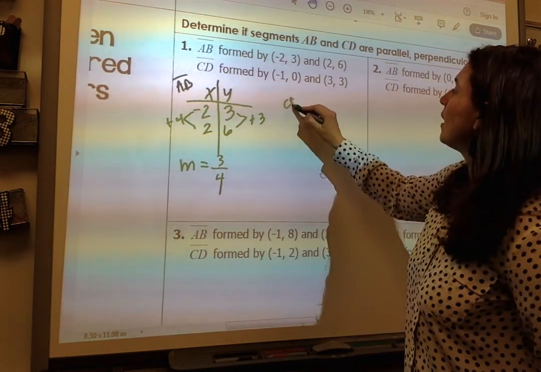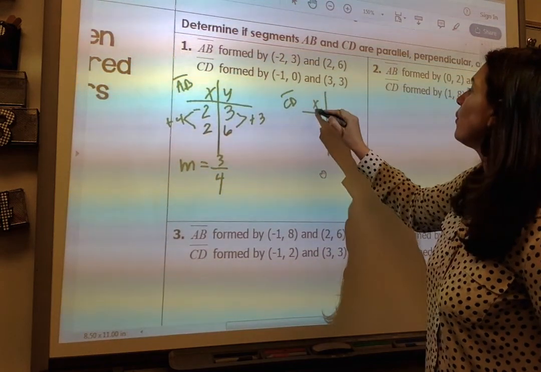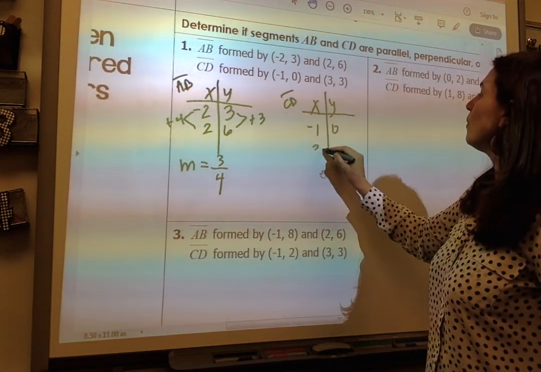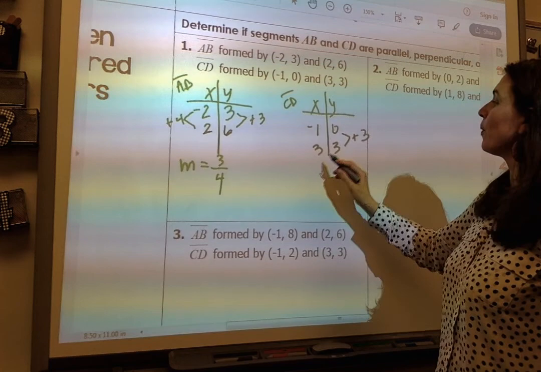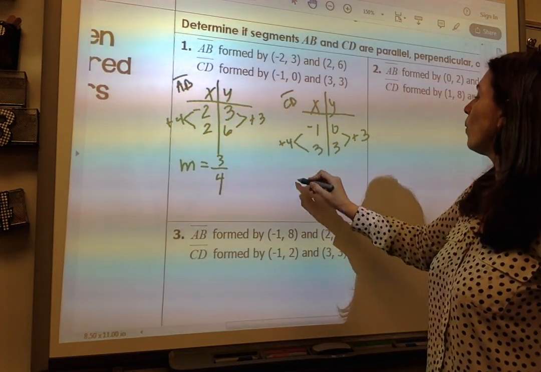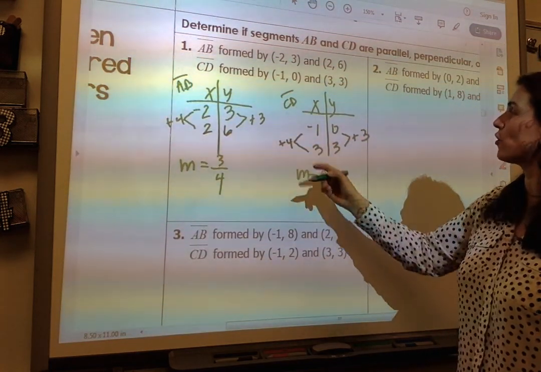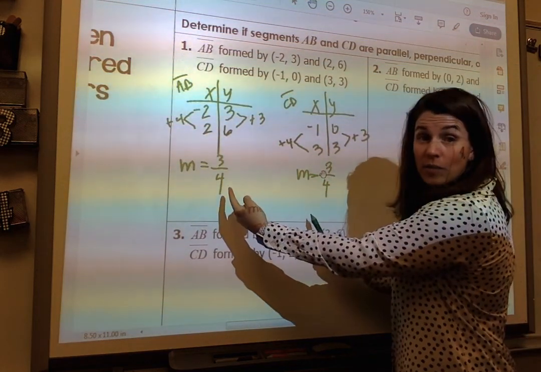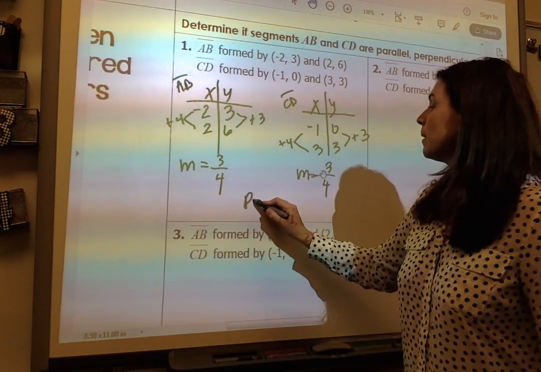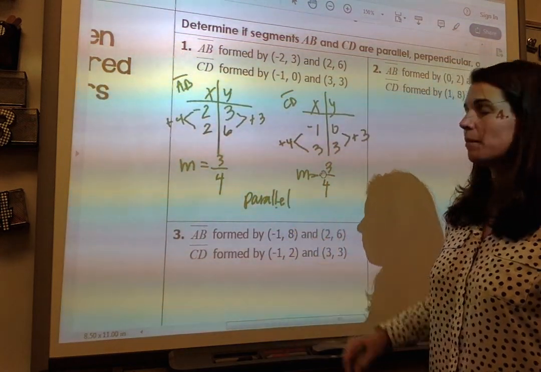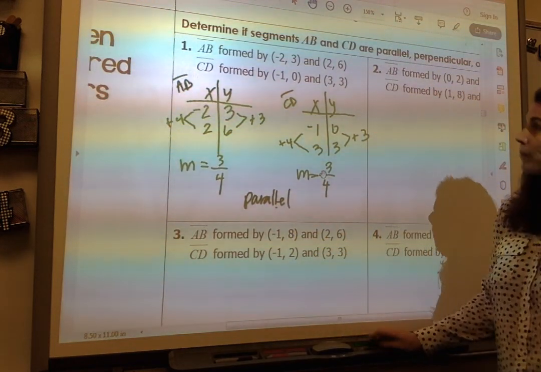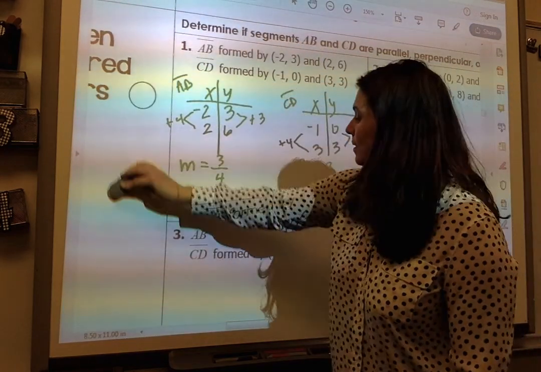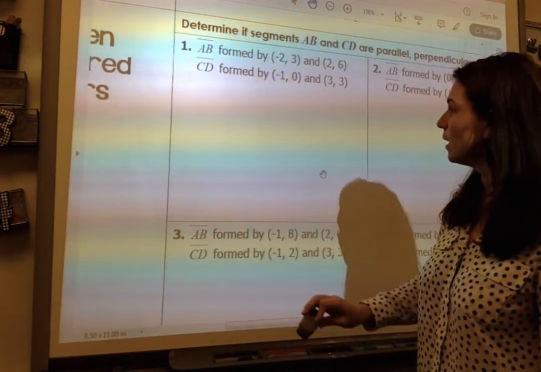Now let's look at the line CD, and find another slope: -1, 0, 3, and 3. Here I go up 3, here I go over 4, and my slope is change in y over change in x, so it's 3/4. Now I look at these lines: same slope, that means they're going to be parallel. Parallel lines have the exact same slope. Okay, let's take a look at number 3.